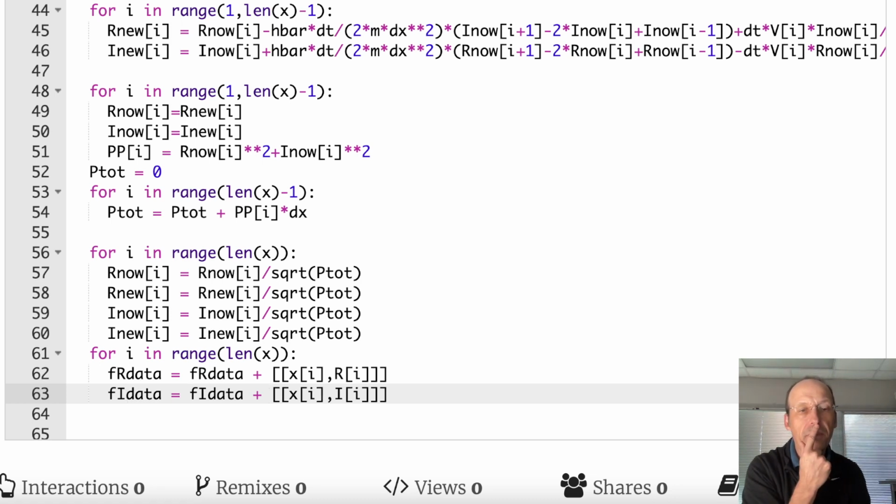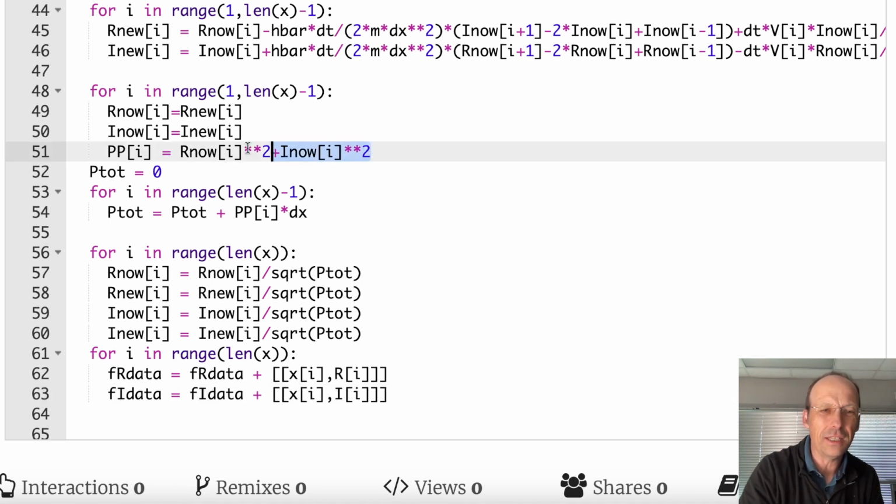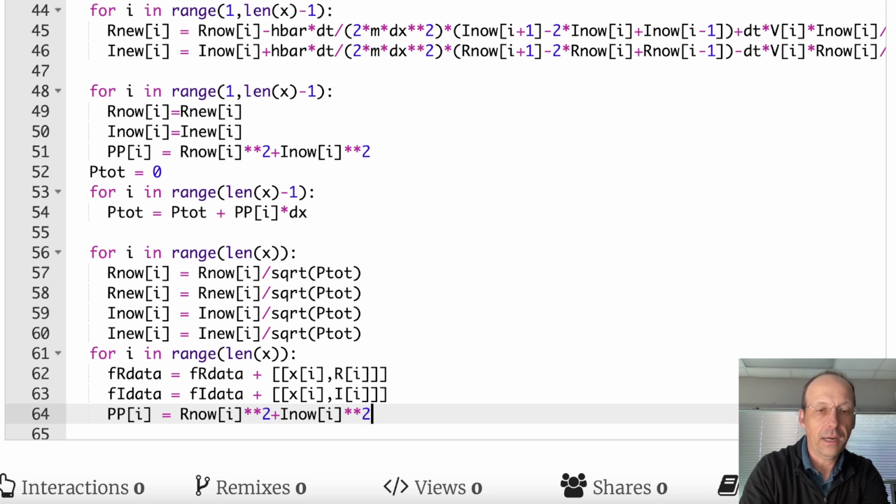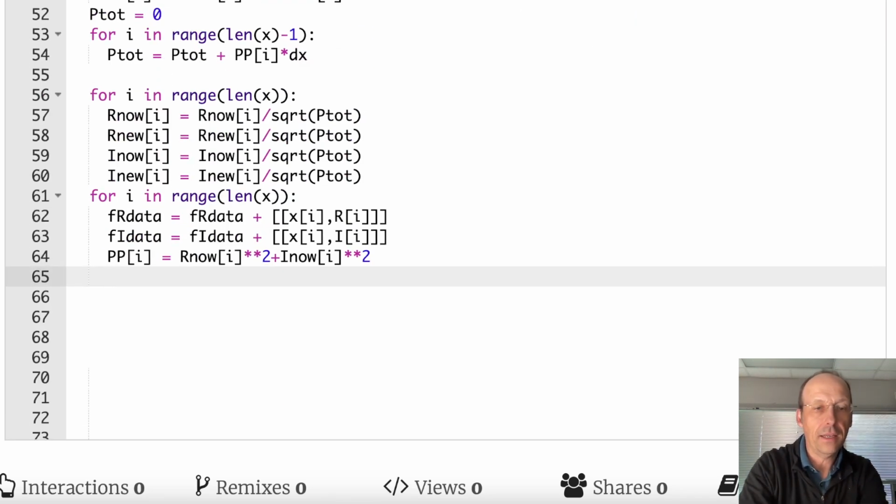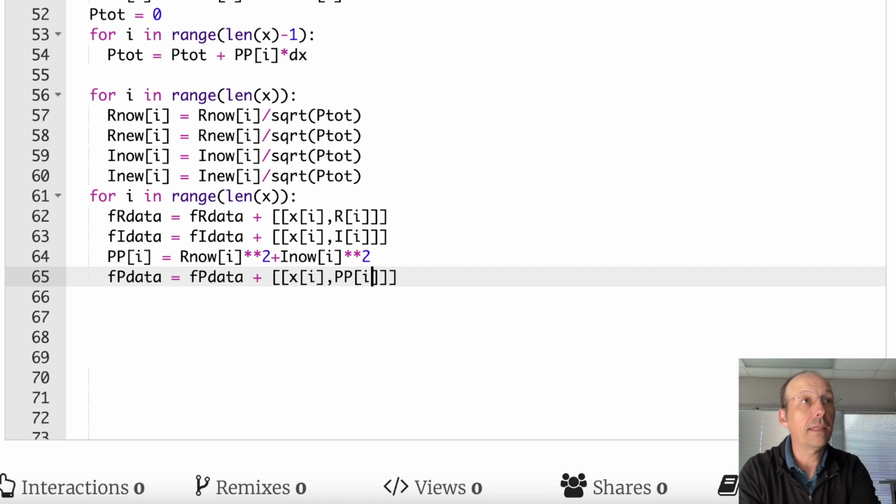Oh, you know what? I didn't redo my probability. I normalized it, so I need to recalculate my probability. I think I can just do this again right here. And then plot that. FP data equals FP data plus XI, PPI. And that should be it.